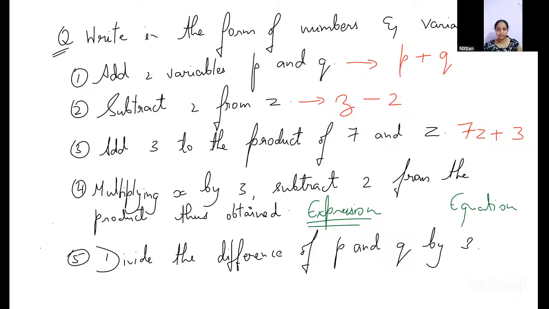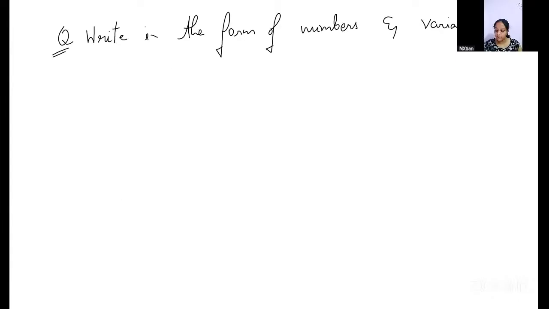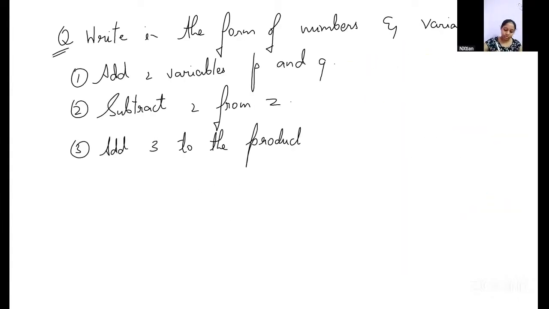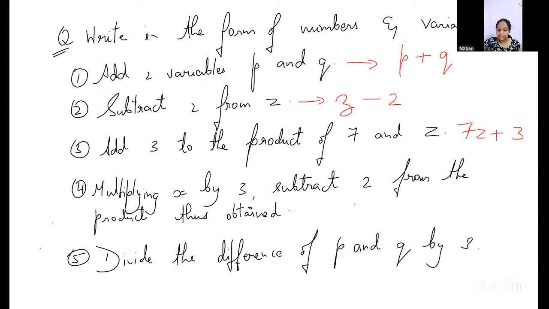So would the answer be 3x multiplied by 2? 3x minus 2. Yes, that is the answer. 3x minus 2. Because we multiply x and 3, how much does it become? 3x. And then from it we subtract 2, so 3x minus 2. Yes, Anna, the last one. Divide the difference of p and q by 3.